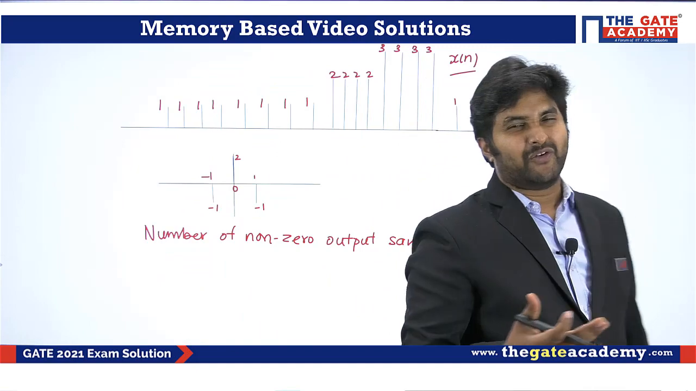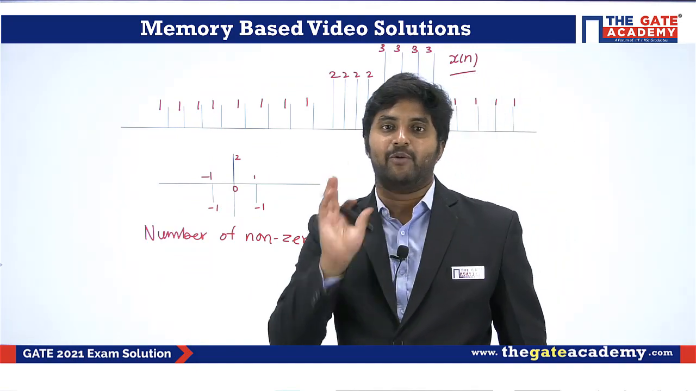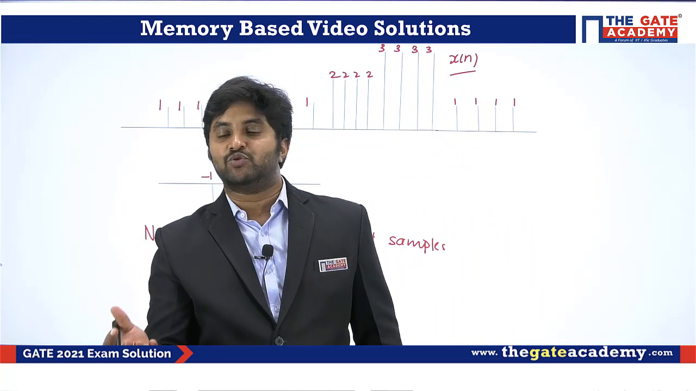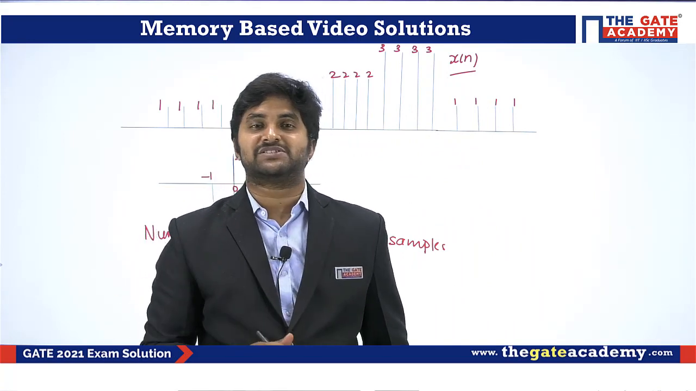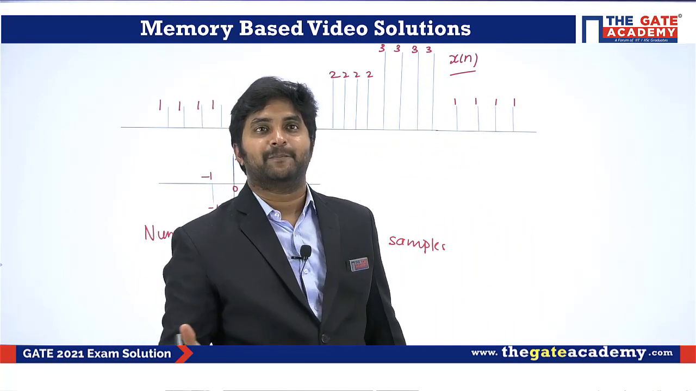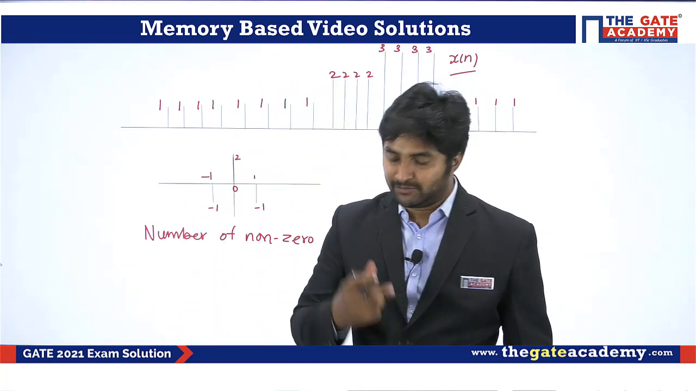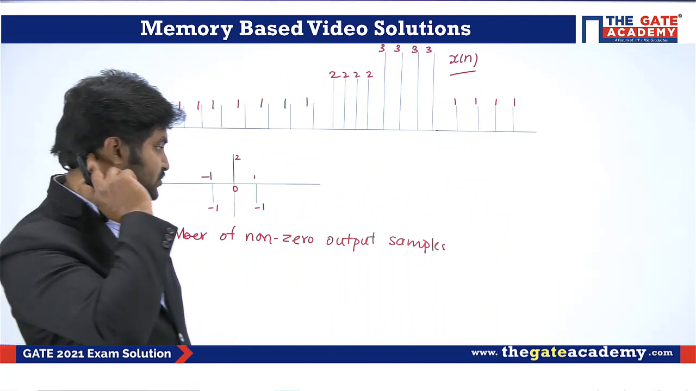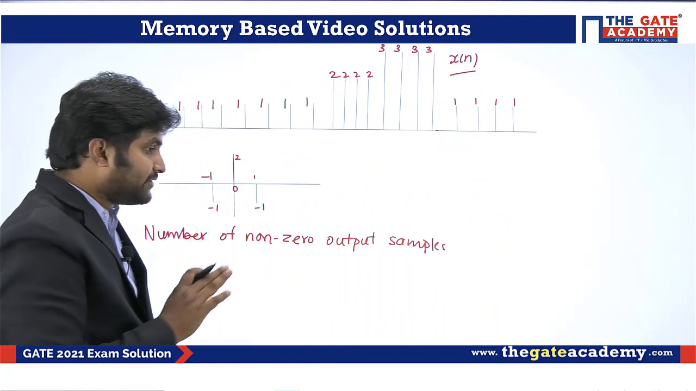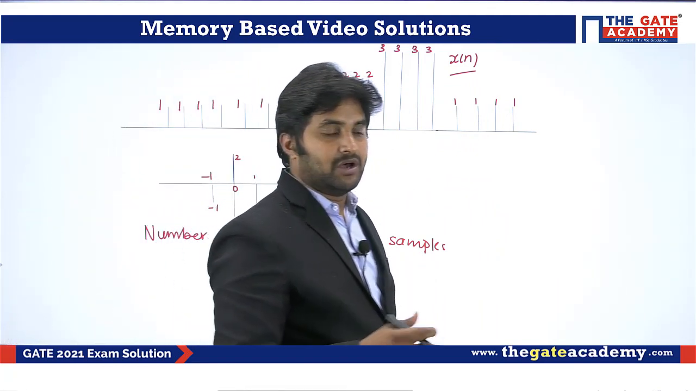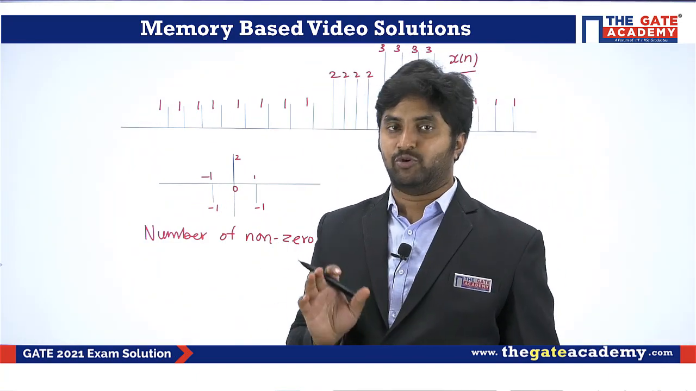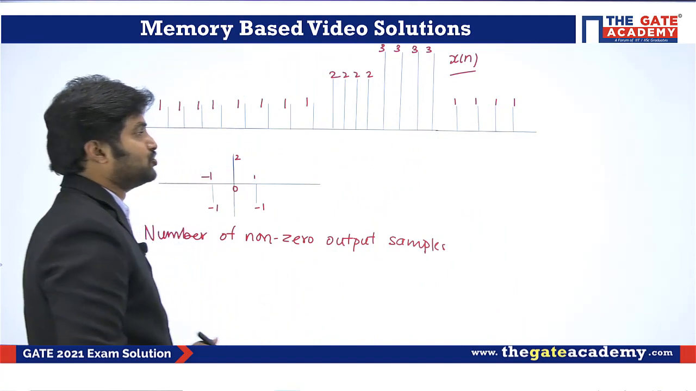Now, quickly, what will we do? Many of the students relate it with the formula. Sir, if I have L1 as the length of the input samples and L2 as the length of the impulse response, then the output is going to be L1 plus L2 minus 1, correct? But here we should not apply that formula, because the question is not about the output samples. The question is the number of non-zero samples at the output. So that's a little bit different question.